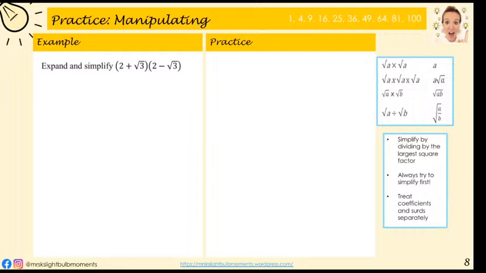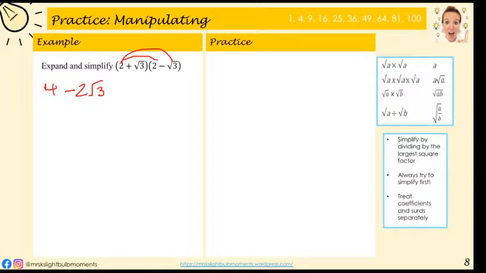So this 2 needs to be multiplied by that 2. 2 times 2 and we get 4. Then this 2 needs to be multiplied by the minus root 3. Make sure we're looking at those signs as well. Now 2 lots of minus root 3 is going to be negative because there's one negative there. 2 lots of root 3 is just 2 root 3. Remember, we can't combine the normal coefficient and the surd. They stay separately, so we just write the 2 in front of the root 3.